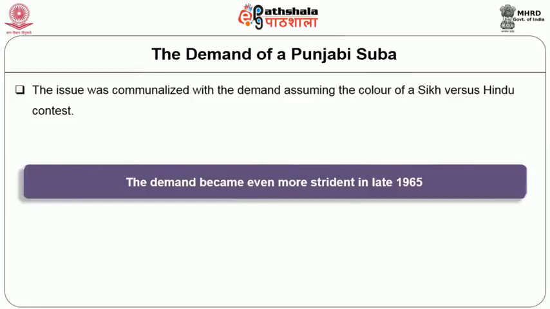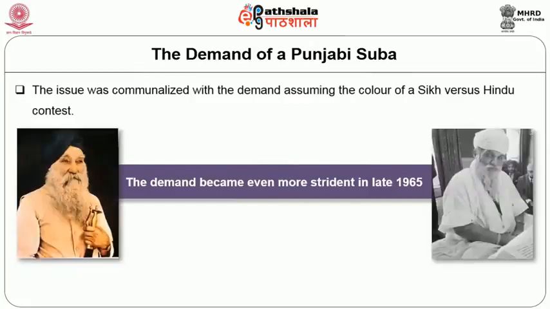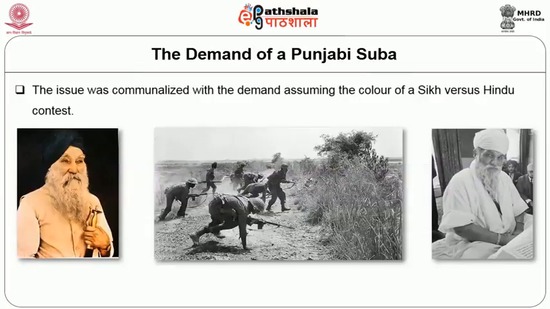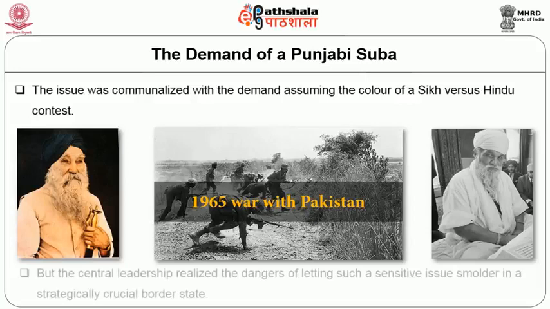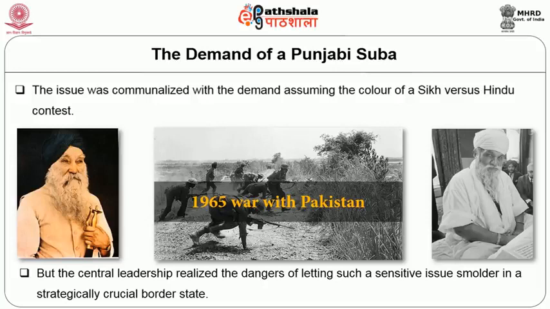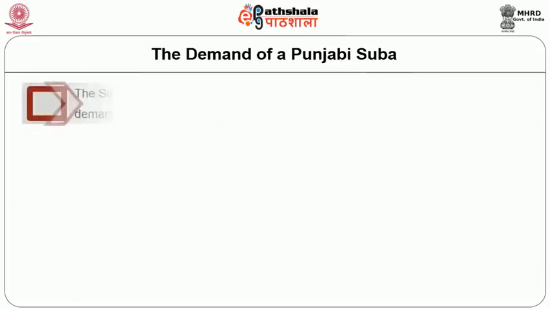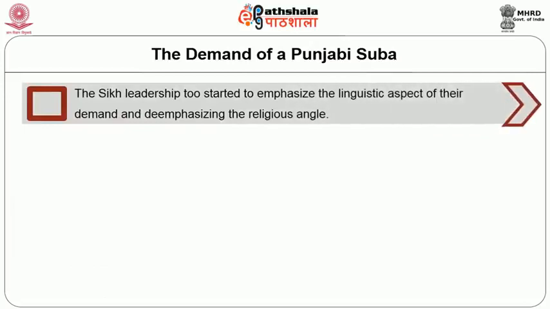The demand became even more strident in late 1965, with Master Tara Singh and Sant Fateh Singh taking the lead. The 1965 war with Pakistan led to the issue being sidelined, but the central leadership realized the dangers of letting such a sensitive issue smolder in a strategically crucial border state like Punjab. Similarly, the Sikh leadership too started to emphasize the linguistic aspect of their demand and de-emphasize the religious angle.